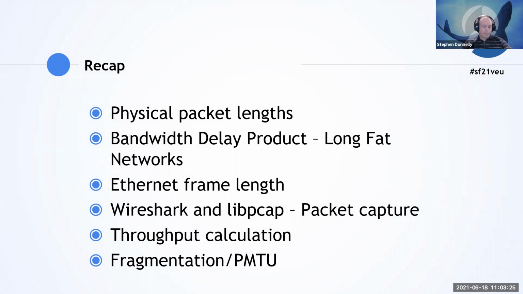So just to recap, we talked a bit about physical packet lengths, about bandwidth delay products, what the IEEE call long fat networks. We talked a bit about Ethernet frame lengths and how Wireshark captures packets through libpcap and some of the unusual things that you can see in trace files, how throughput's calculated, and what happens with fragmentation and path MTU discovery.